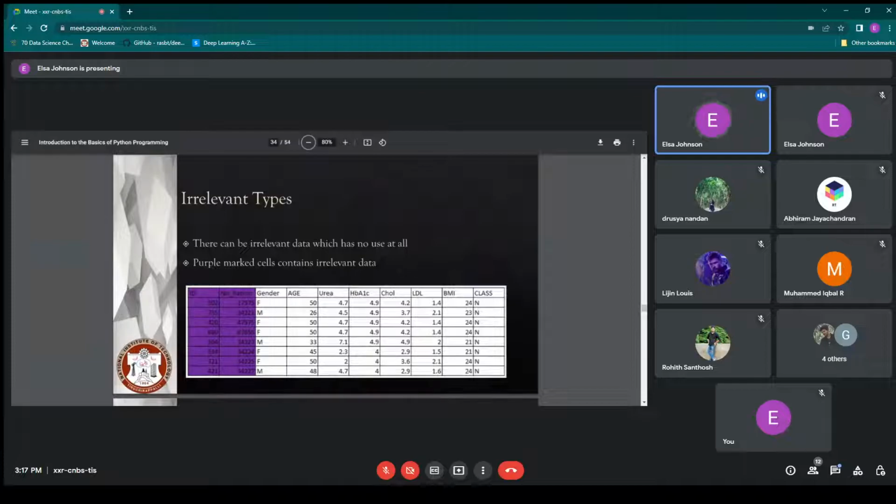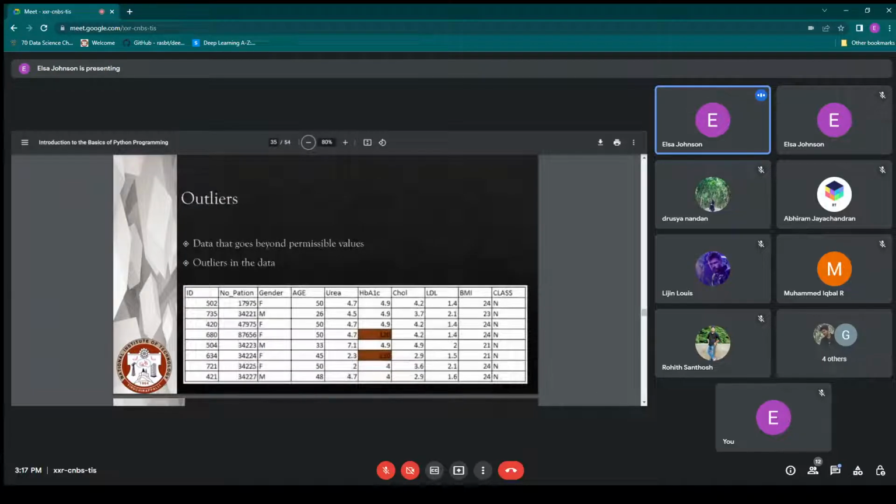Next one is irrelevant data, which has no use in the prediction. For example, we are trying to predict whether a person is diabetic or not. In that case, there is no relevance for the ID or the patient number. I have marked them as purple. Before analysis, we can just omit these two columns. It's not required. Whether a person is diabetic or not won't depend on your patient number or ID.